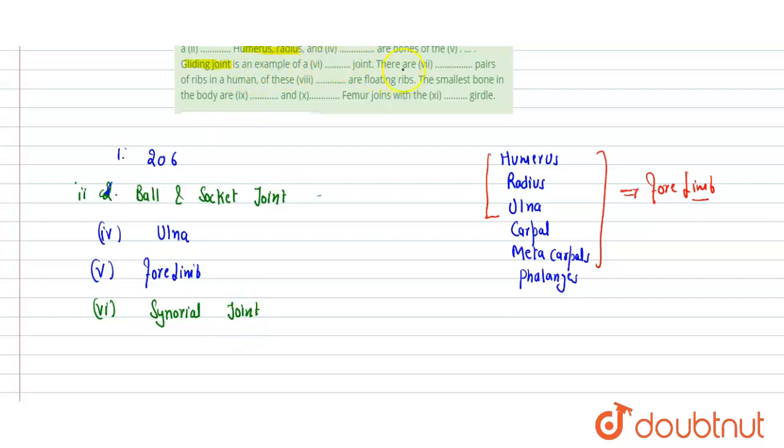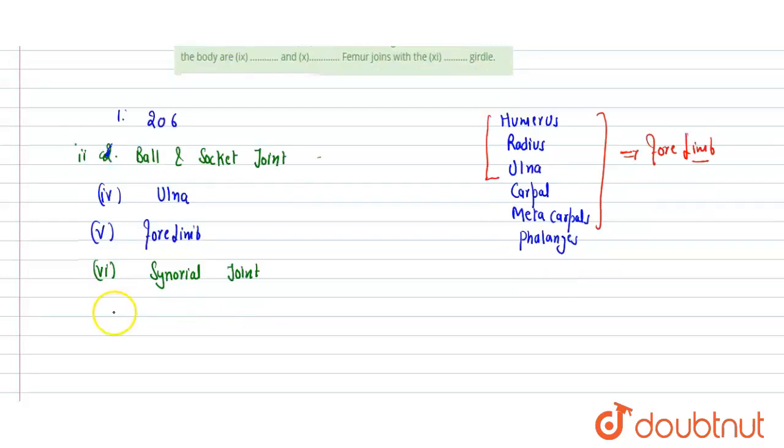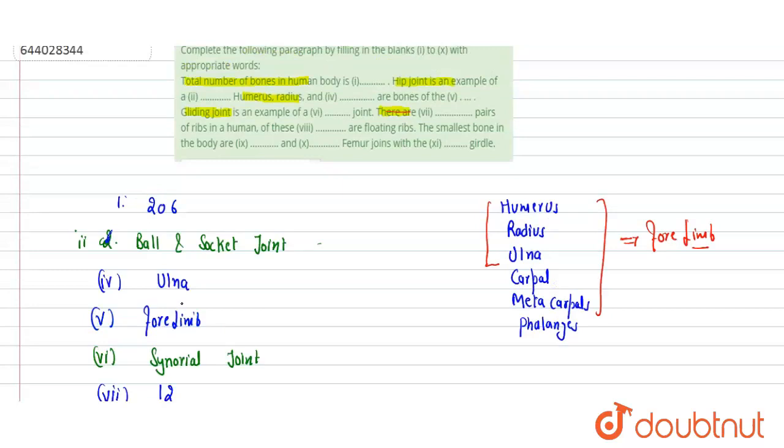Next is there are blank pairs of ribs in a human. If we see in total in the human, 12 pairs of ribs are present. So seventh will be 12 pairs. There are 12 pairs of ribs present in a human.